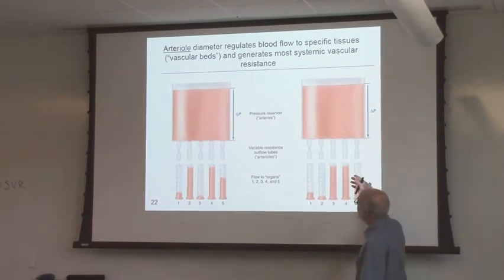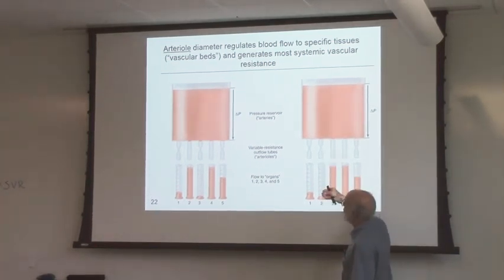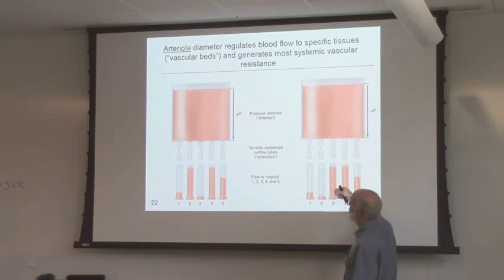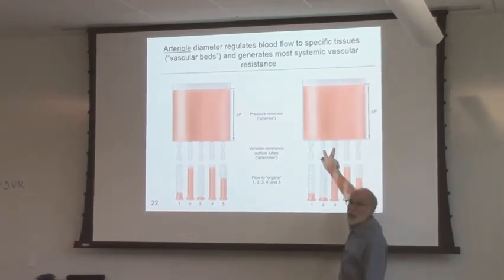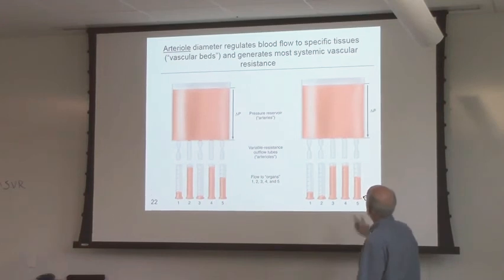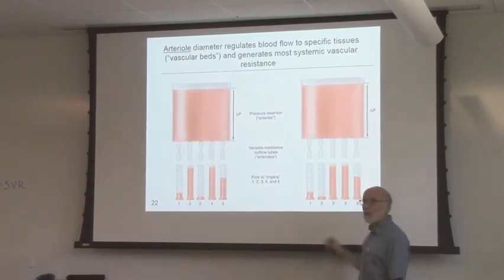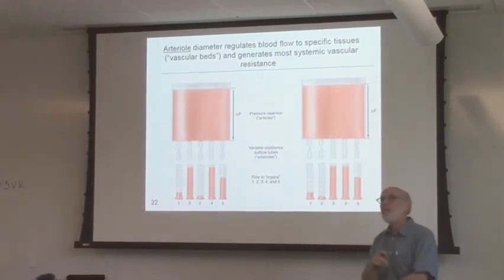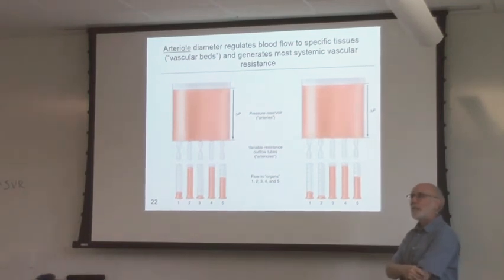So that's what happened here. Number 2 went way down. Number 3 went way up because of change of arteriolar constriction. Is that clear? And these two didn't change because these didn't change. So let's just finish this up with an example.